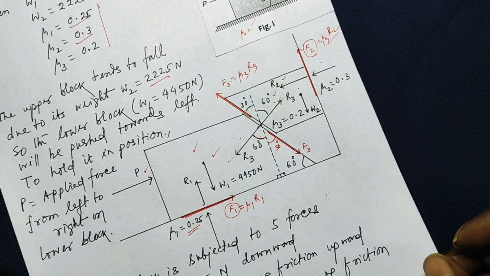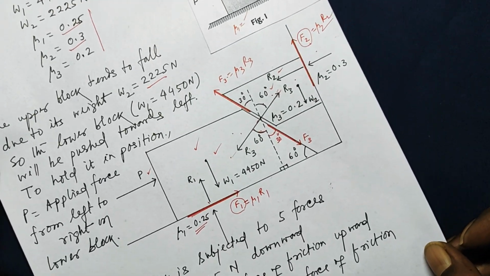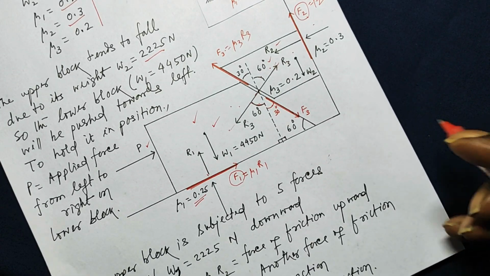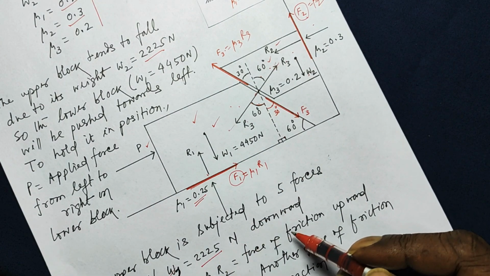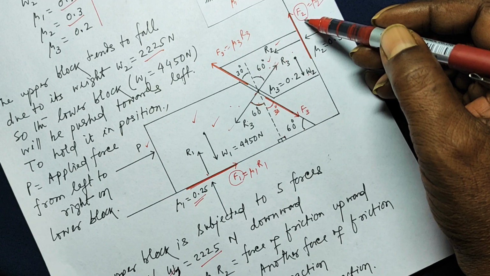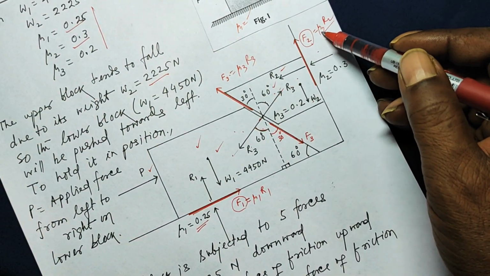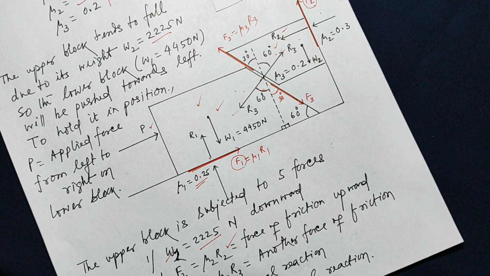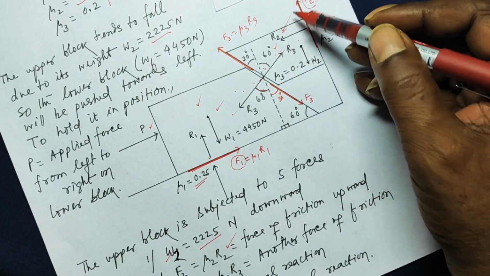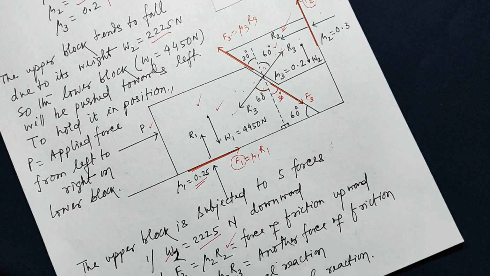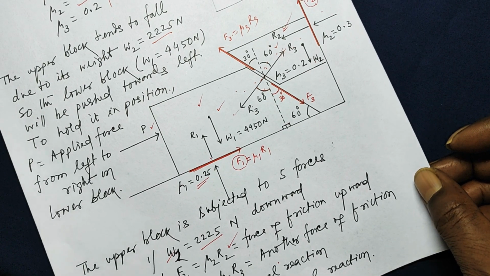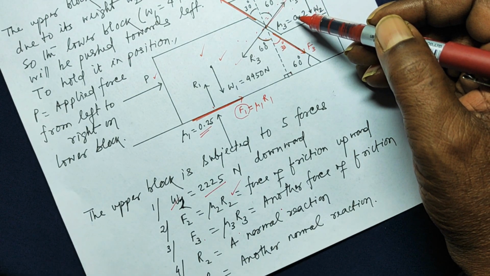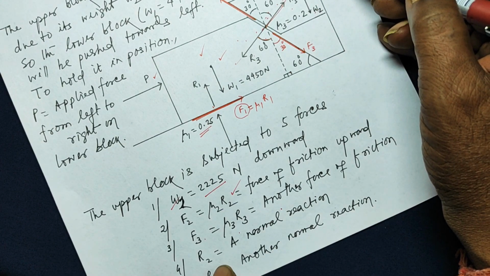Now we can proceed. If you look at the upper block, it is subjected to 5 different forces. What are those forces? W2, 2225 Newton, downward. Here, the force of friction F2, mu2 times the normal reaction R2, acting upward. F3 between the two blocks for this block is to this side, equal to mu3 R3, which is another force of friction. Then R2 is the normal reaction from the wall.